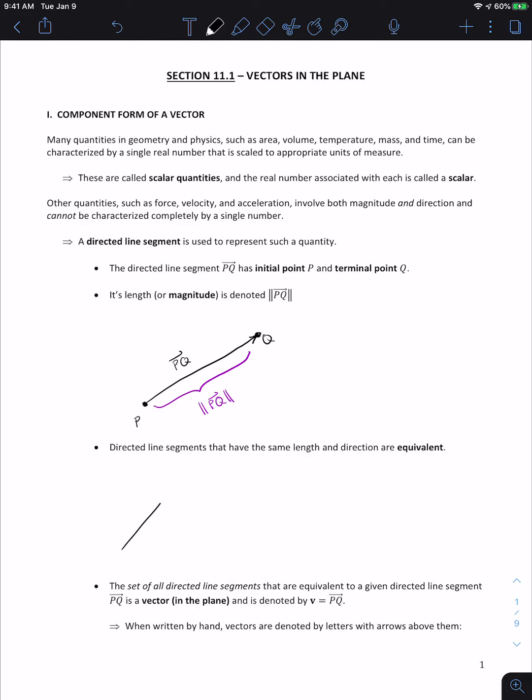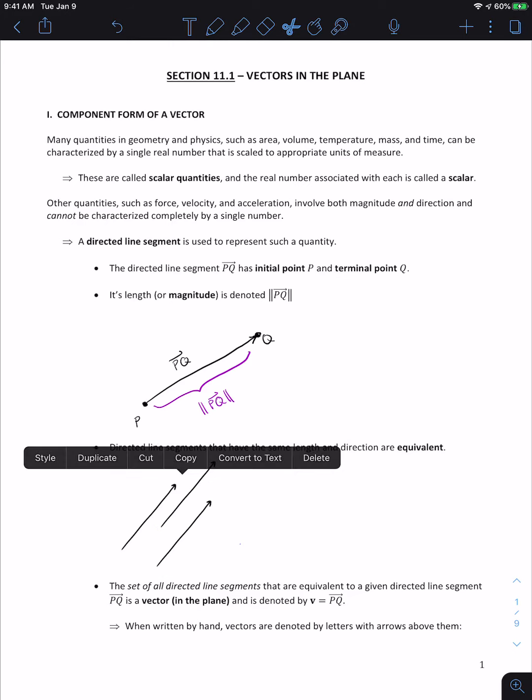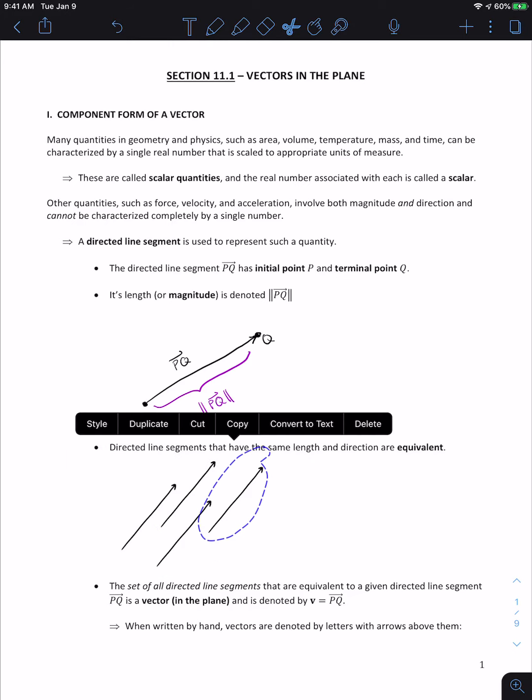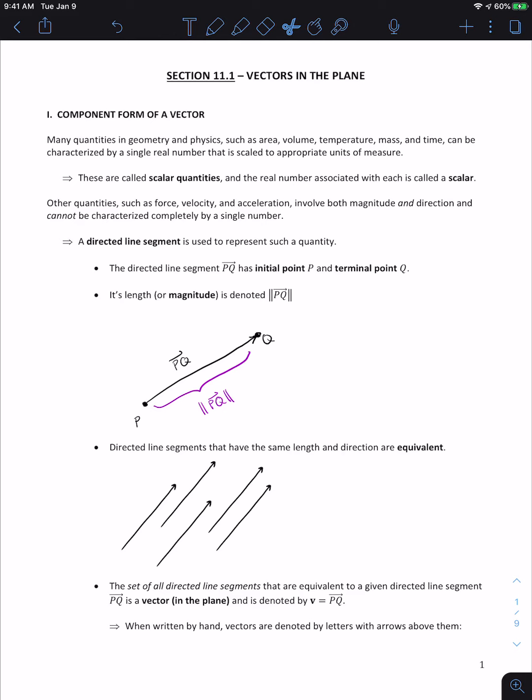Directed line segments that have the same length and direction are equivalent. So for example, if I had this directed line segment right here, and a bunch of these directed line segments that are all exactly the same in length and direction, I'm just moving them over a little bit, these are all examples of equivalent directed line segments. They're equivalent because they have the same magnitude and the same direction. They're just moved up and down.